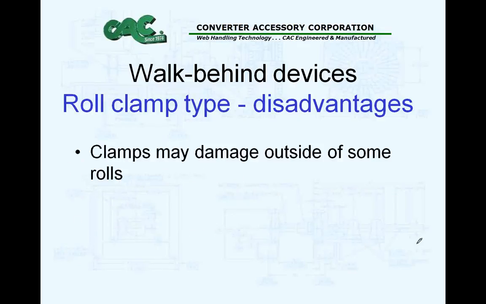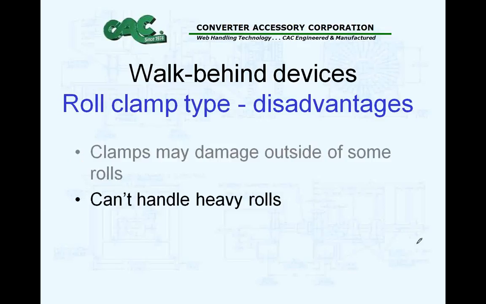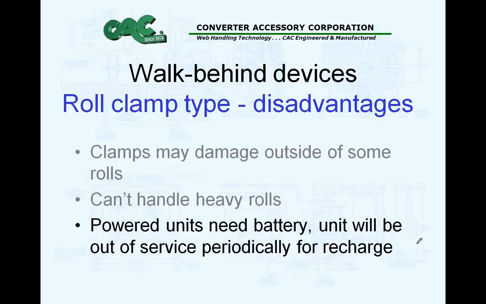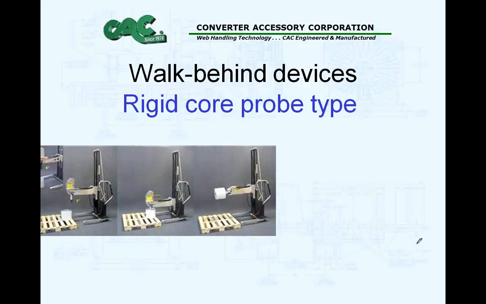Some disadvantages: you're grabbing the roll from the outside, so some rolls of material may not like that. You may damage the outside layers of some materials, and they're really not designed for real heavy rolls. If you're going to have a powered unit, you've got to have a battery or something that travels with the system that is going to be required to be recharged from time to time.